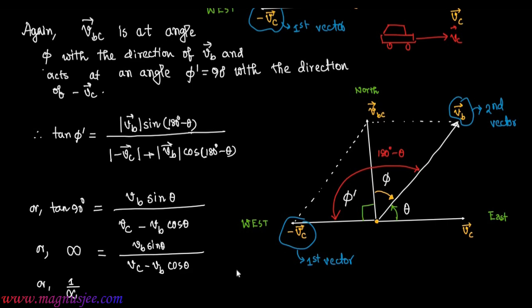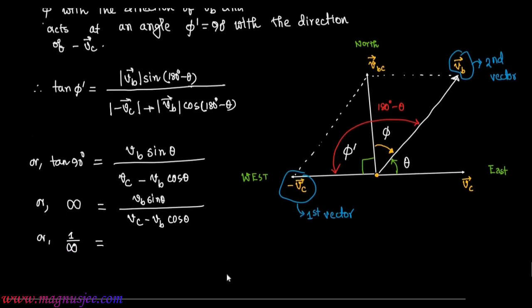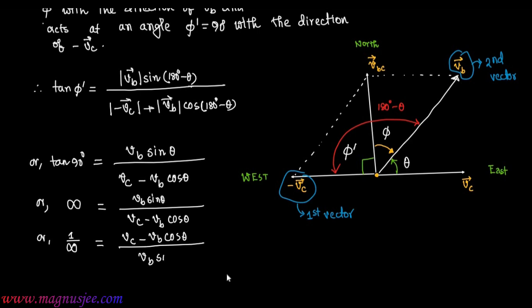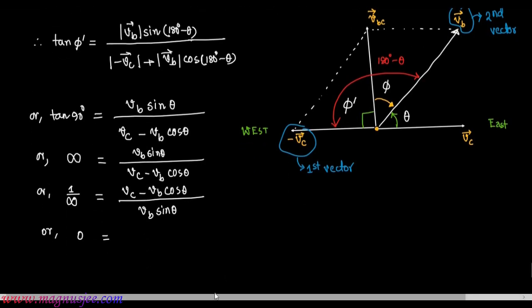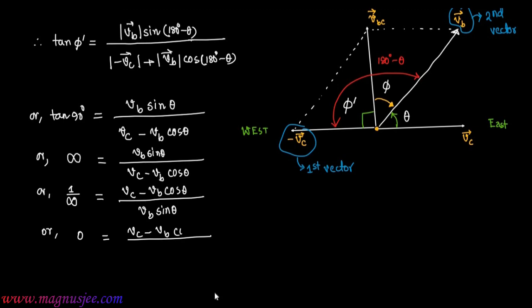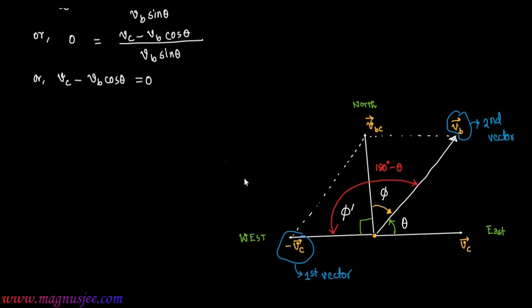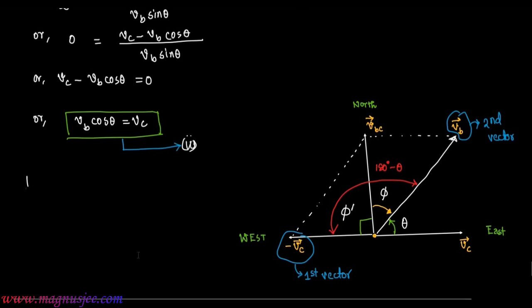Or, 1 by infinity is equal to (VC minus VB cos theta) divided by VB sin theta. Or, 0 is equal to (VC minus VB cos theta) divided by VB sin theta. Or, VC minus VB cos theta is equal to 0. Therefore, VB cos theta is equal to VC, which is equation 3.